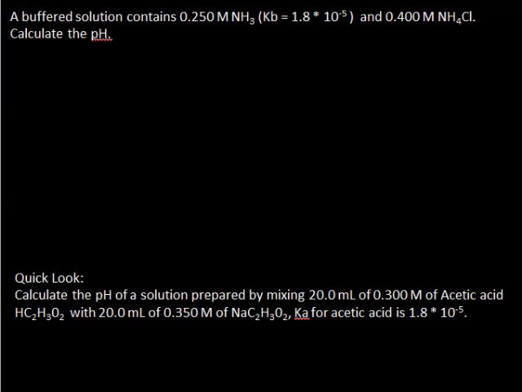Okay, so a buffered solution contains 0.250 molar NH3 with a Kb of 1.8 times 10 to the negative fifth and 0.4 molar NH4Cl. And I want you to calculate the pH of the solution. The first thing I want you to notice is the Kb. And note that you will have to calculate the Ka.